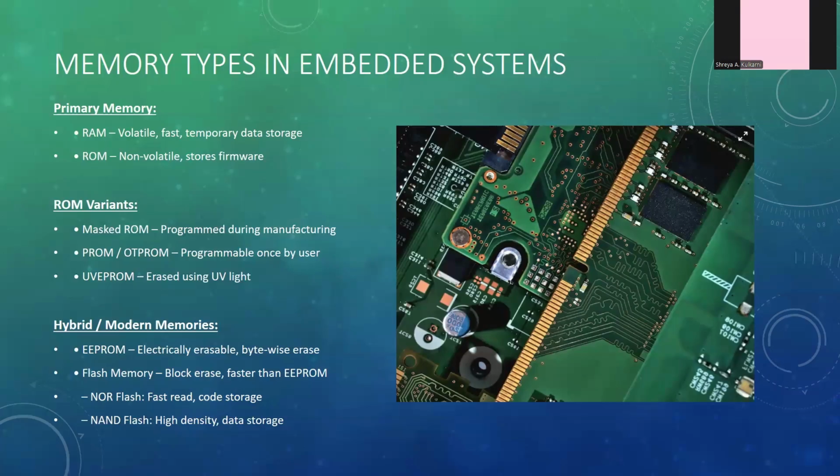Then we have hybrid memories, which are between RAM and ROM. We have EEPROM, which is electrically erasable programmable read-only memory. Using electrical signals, we can erase the memory stored in it, and byte-wise erasing is possible. Then we have flash memory. Here it is not byte-wise but block-wise erasing, so it is faster than EEPROM.